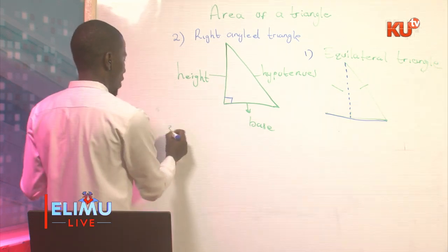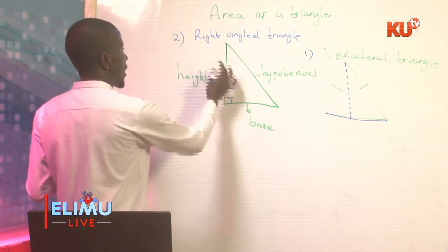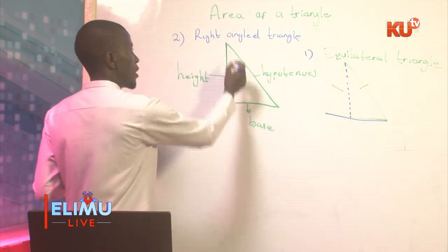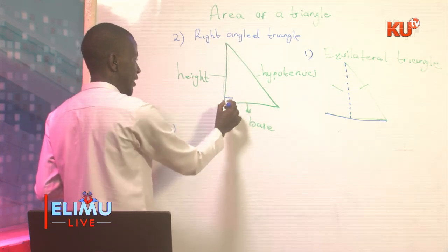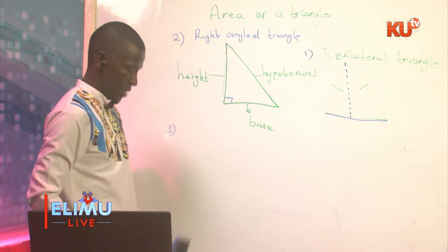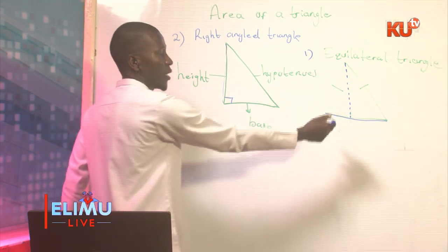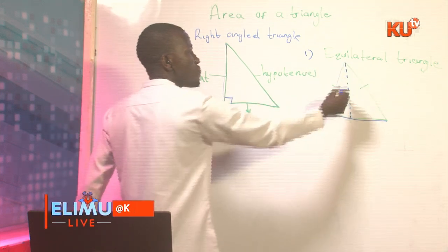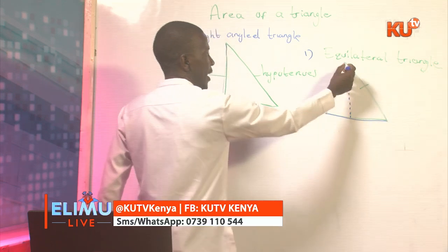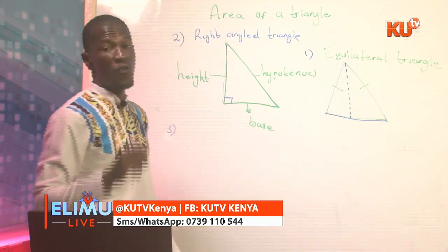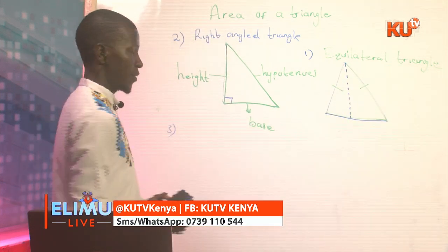The third one, I want to believe we are together. So in a right angle triangle, this one is our height. This one is our base. But when we go back to equilateral, these ones form the hypotenuse. Then the imaginary line now forms the height.